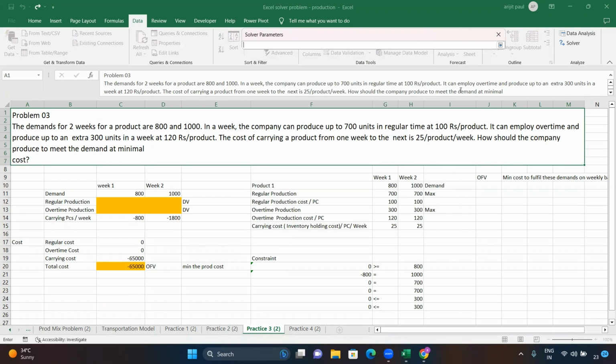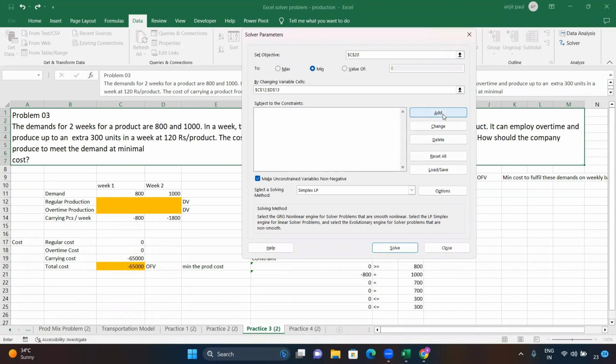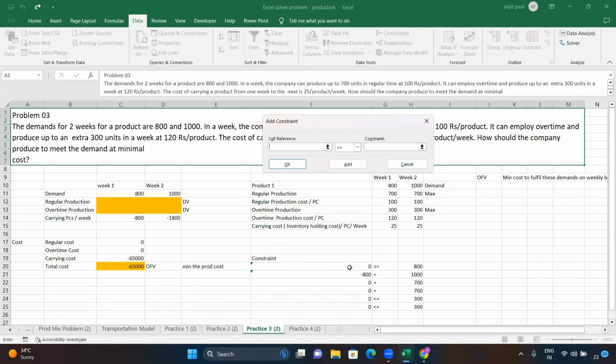Now, what are the variables? Yes, we need to find out what will be our optimal production planning by considering all these constraints. So we need to select these cells, regular production and the overtime production. Okay, now what are the constraints? So this one is a constraint, should be greater than or equal to how much? 800. Okay, click on add.